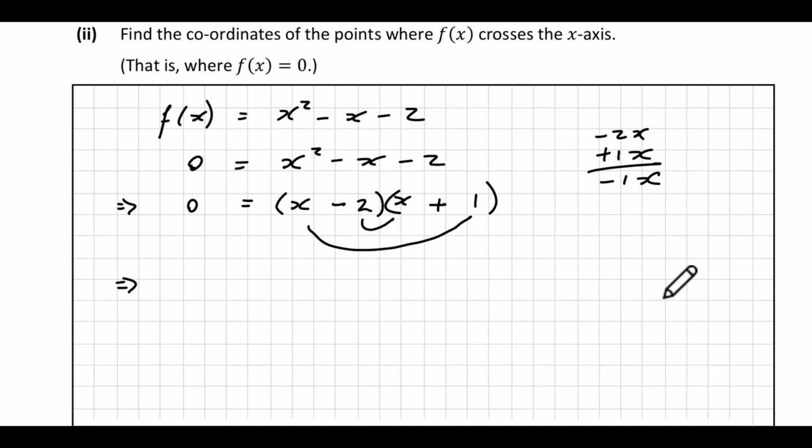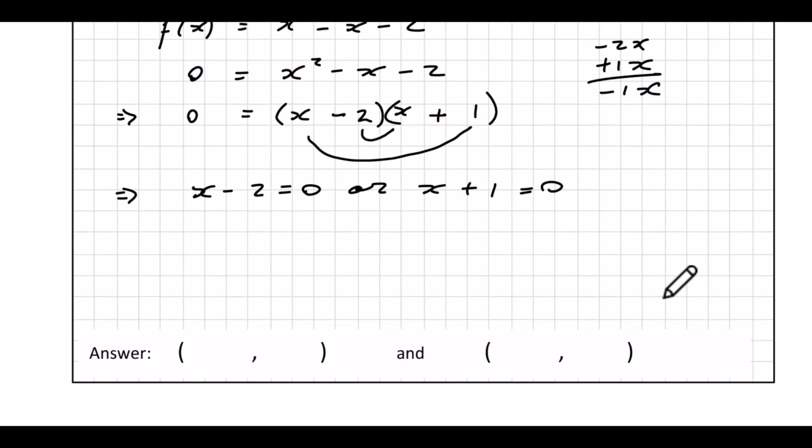So all we've got to do then is say if you multiply this by this and you get 0, it must mean that one of these must be 0. In other words, x minus 2 must be 0 or x plus 1 has to be 0. The only way you can get a 0 when you multiply two numbers is if one of the numbers is 0 or both of them. So let's see, we have x is equal to, just add 2 to both sides, so you get x equal to 2, subtract 1 from both sides, you get x is equal to minus 1.